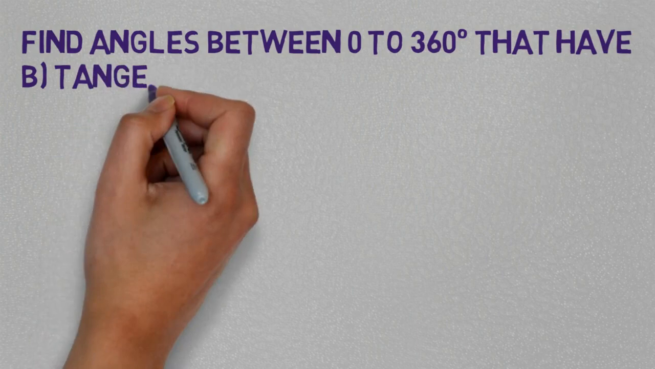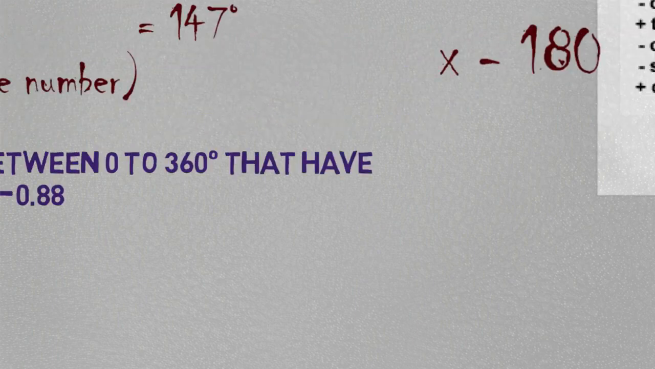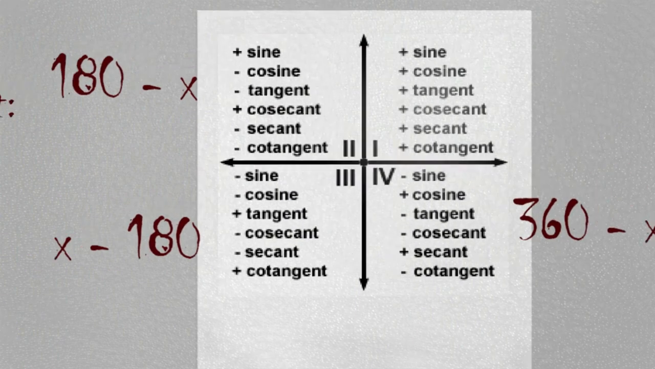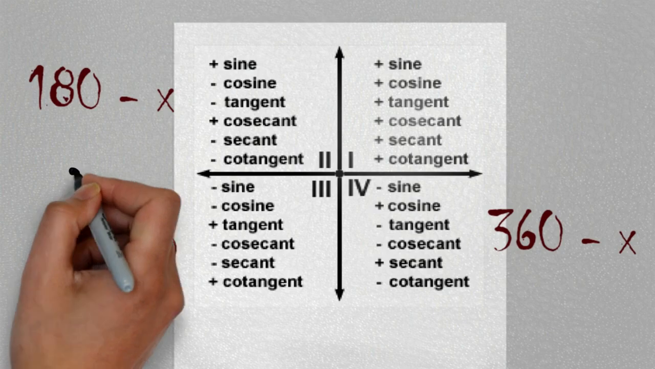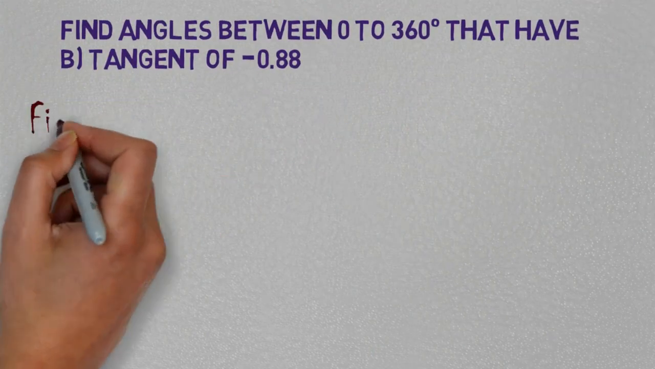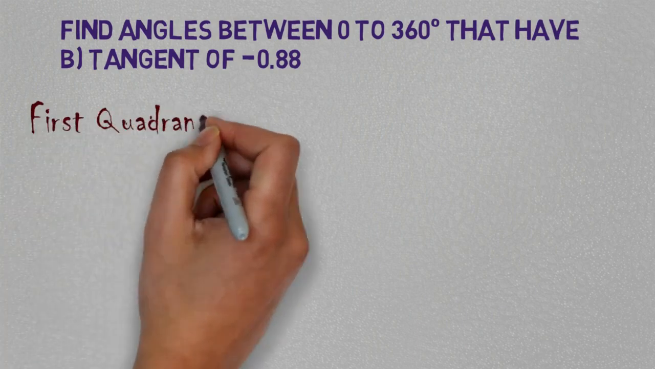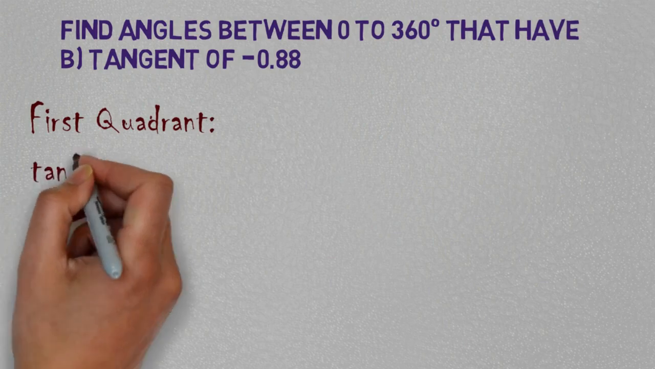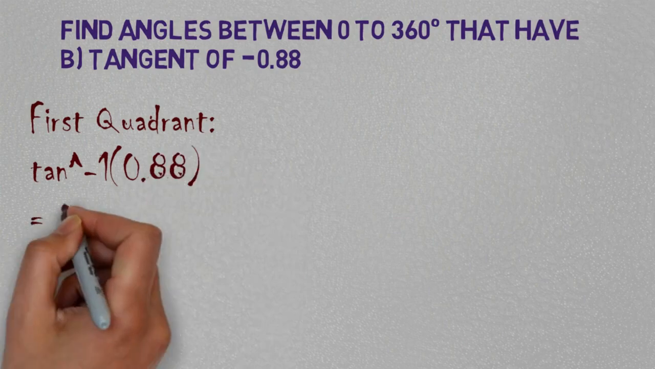So the minus here tells us that the value is going to be negative. So we look at our quadrants and we say that the second and the fourth quadrant will give us negative values for tangent. So we can do tan inverse of 0.88. We wouldn't consider the negative because the negative is for the final answer. So that will give us 41.3.